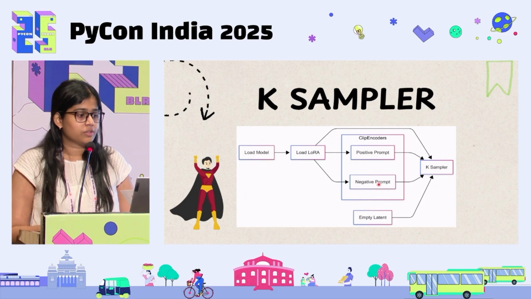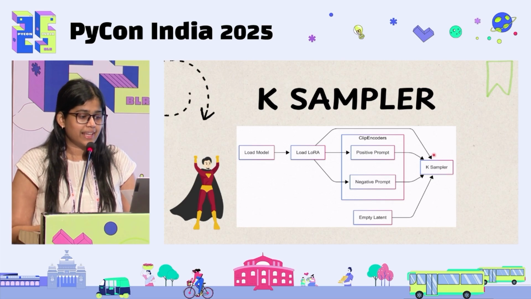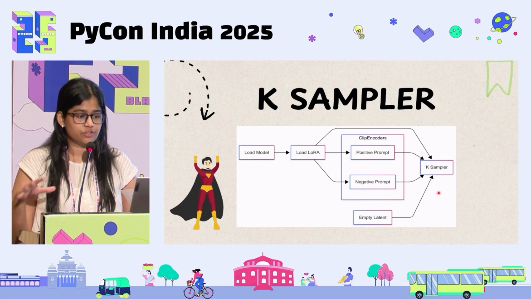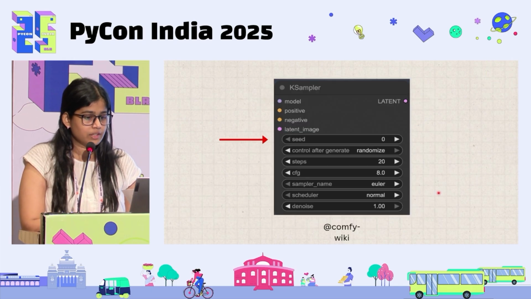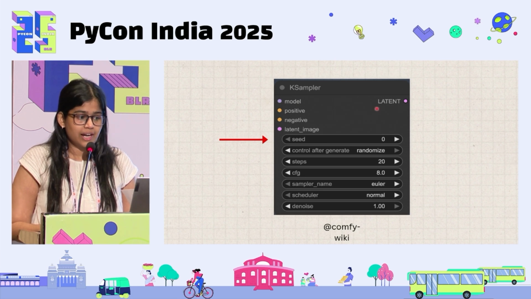Now let me introduce you to the hero of this workflow, which is the K sampler. The K sampler takes all of these nodes that I spoke about as input and spits out an image. So it actually takes all the input, does the engineering, and gives you the image. So you can see these are all the inputs and this is the output. I'll tell you why this output is not called image and why it's called latent.